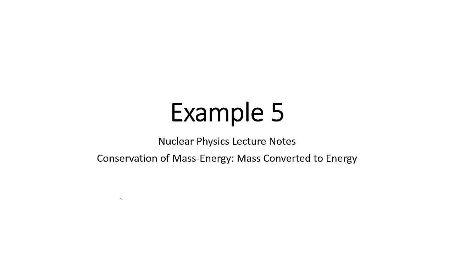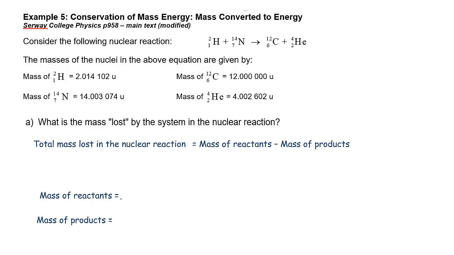In this video, we'll look at example 5 of your nuclear physics lecture notes. For this example, you're asked to consider the following reaction, and you're also given the masses of the nuclei in the above equation. These are the masses of the reactants, and these are the masses of the products.